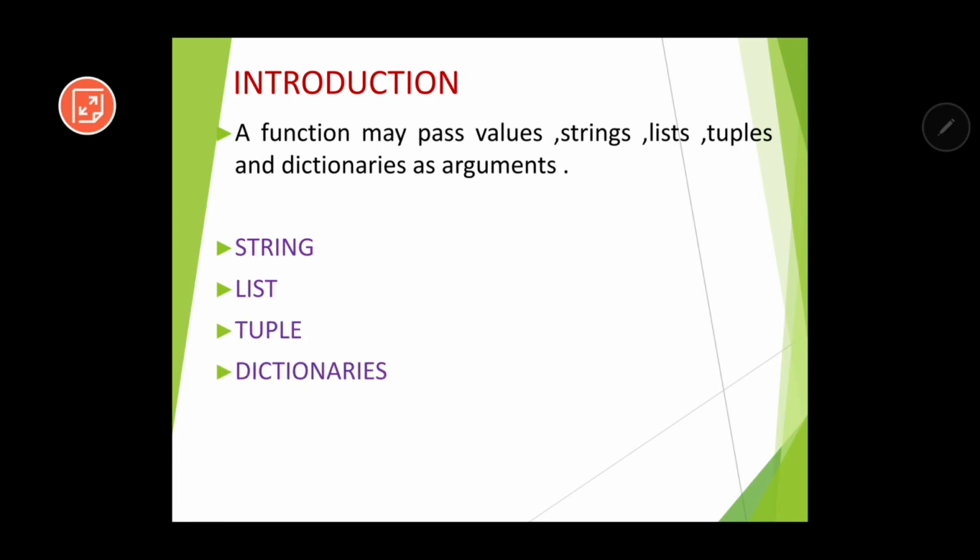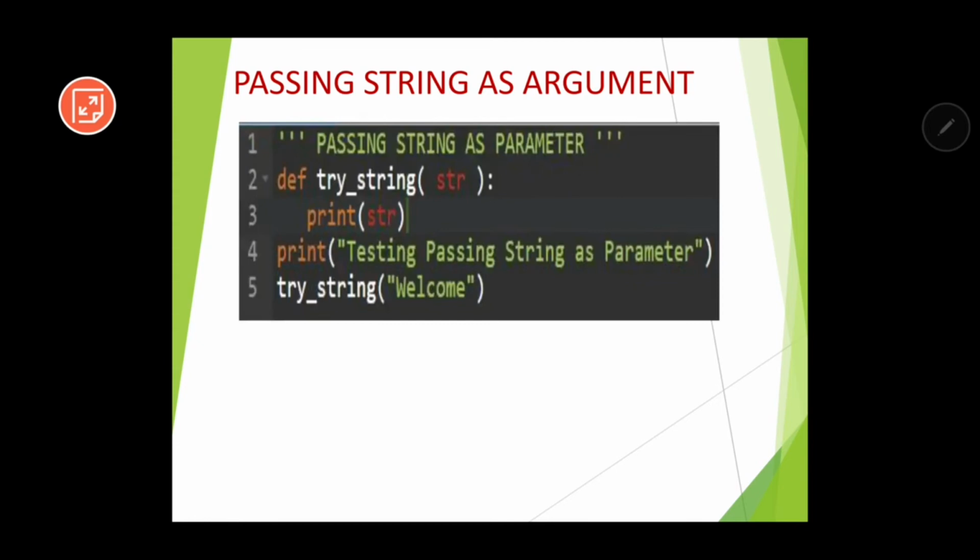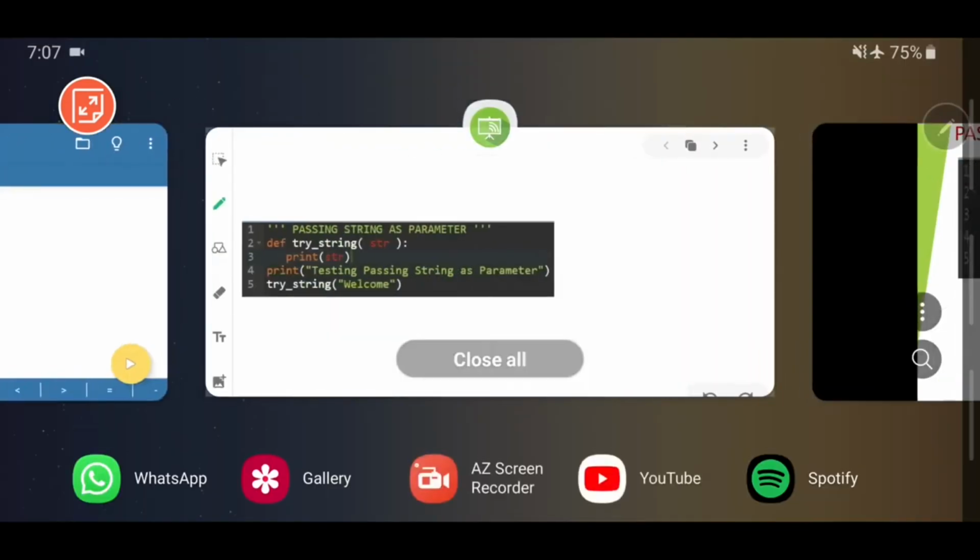We will see one code of each data type. So let's begin with the passing of a string as an argument. So let us consider one code. So this is the code. We will learn how this code works. In this code, I have passed a string as an argument.